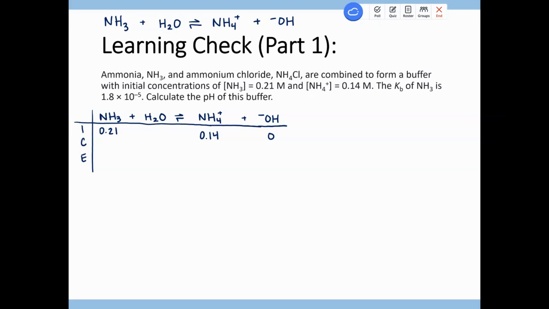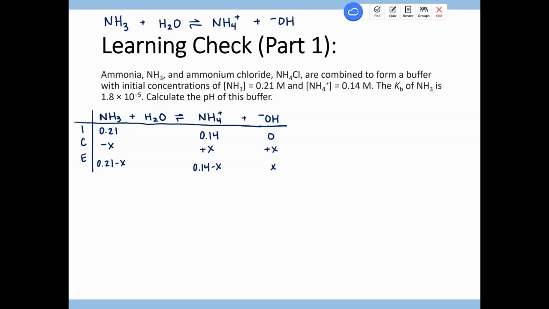Because OH- is 0, the reaction to establish equilibrium would have to produce some OH- to make that greater than 0. So that means to reach equilibrium, using up reactant and producing product, so plus X on the product side. Then we'll write expressions for equilibrium concentrations: 0.21 minus X, 0.14 plus X, and then just X for OH-. I'm going through that pretty quickly. We've done a number of ICE tables before.